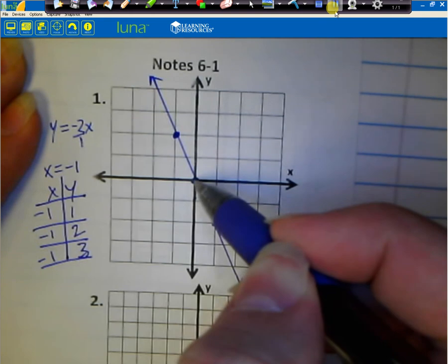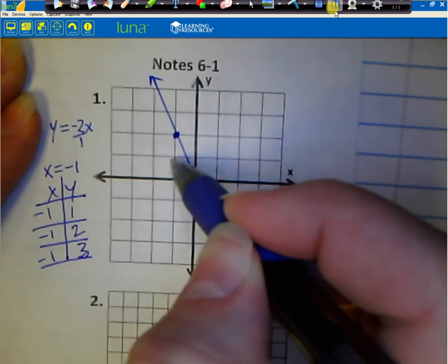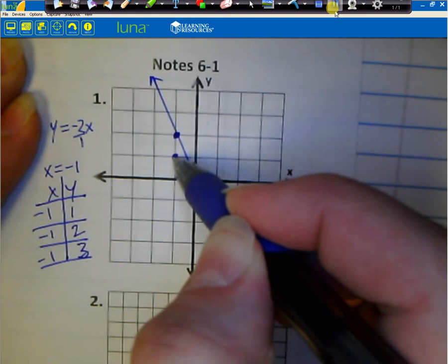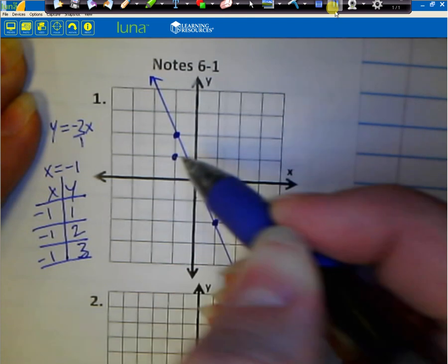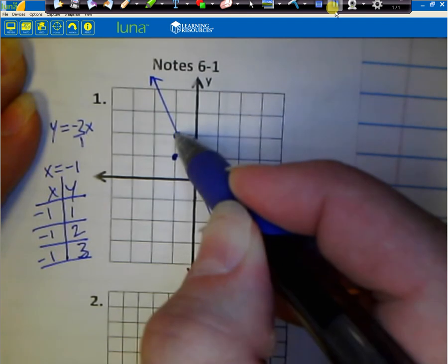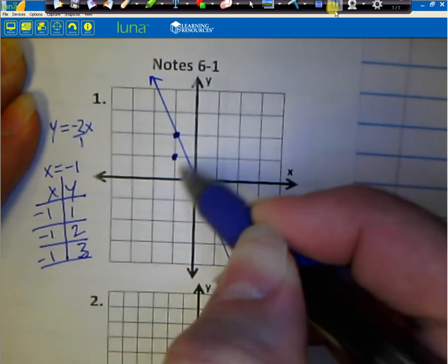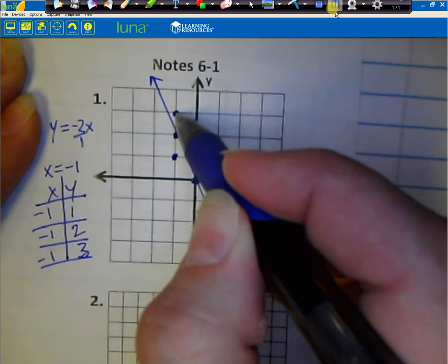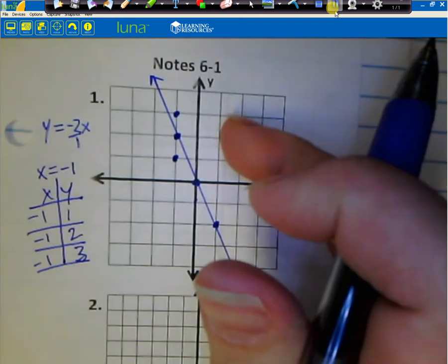So we're going to come to the negative 1 on the x and make a point at (-1, 1). Then we're going to come to the negative 1 on the x and make a point at (-1, 2). Negative 1 on the x and make a point at (-1, 3). Now we have our 3 points, so we can go ahead and draw our line.